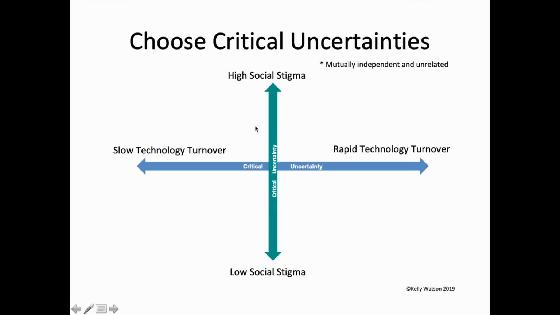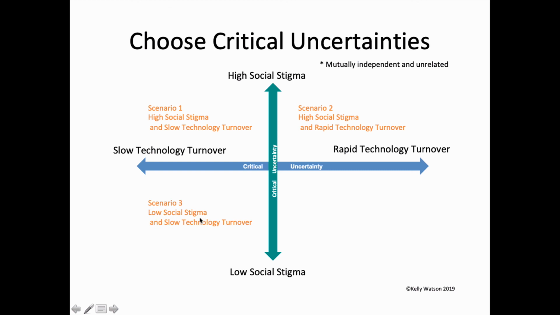So what that does is it gives us four discrete quadrants. And in these quadrants, for example, in the top left corner, we have a quadrant that has high social stigma and slow technology turnover. The next would be in the top right corner where we have high social stigma and rapid technology turnover. Then we have the bottom left corner that has low social stigma and slow technology turnover, and the bottom right corner that has low social stigma and rapid technology turnover.